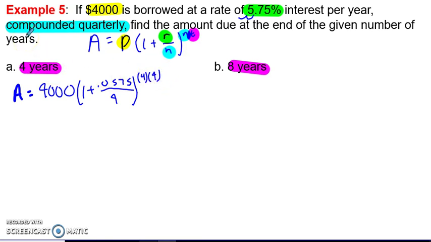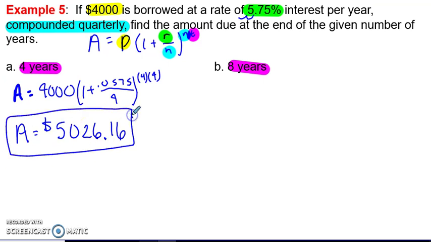So if you were to plug this in your calculator, and I would highly encourage you to do this, put it in your calculator with all of the parentheses set up. Remember to find this portion here with the fraction is alpha y equals. That'll give you that fraction. You should get the amount of $5,026.16. That will give you part A.